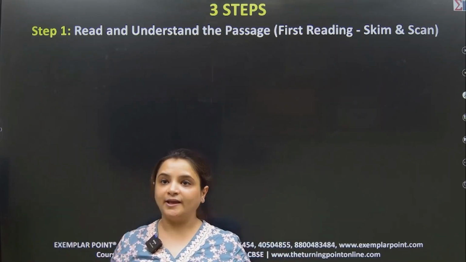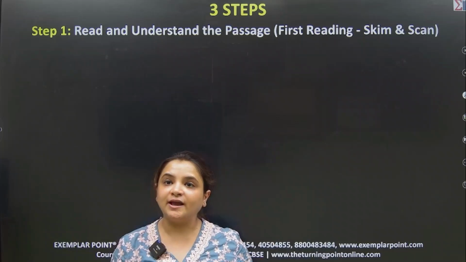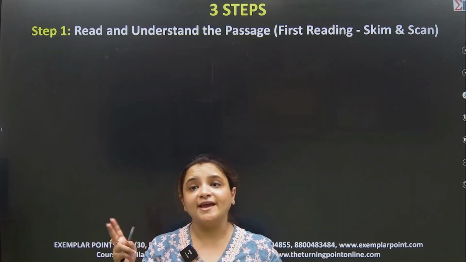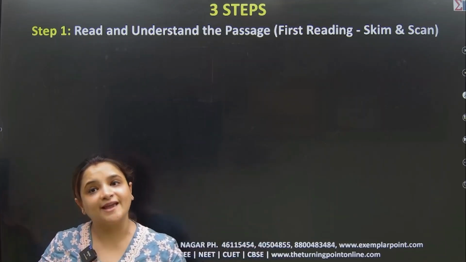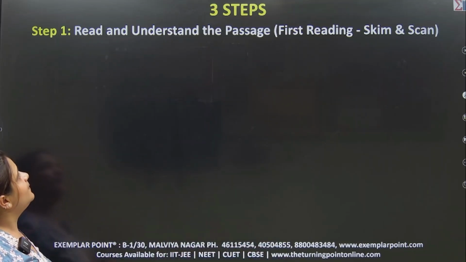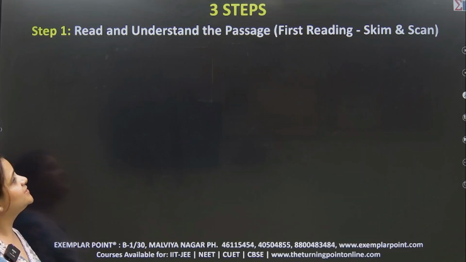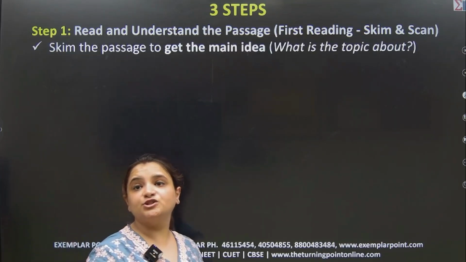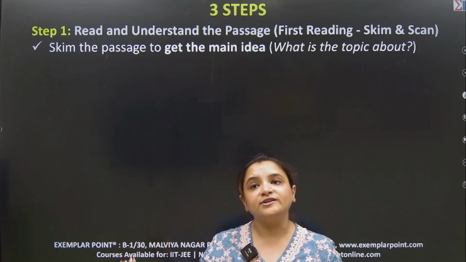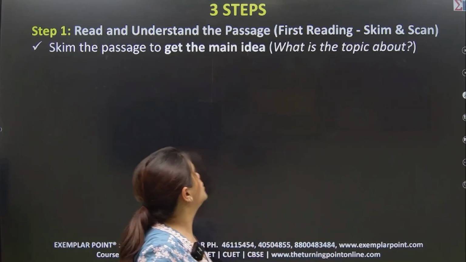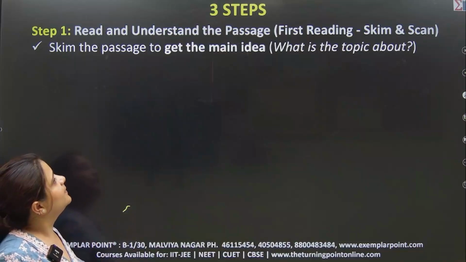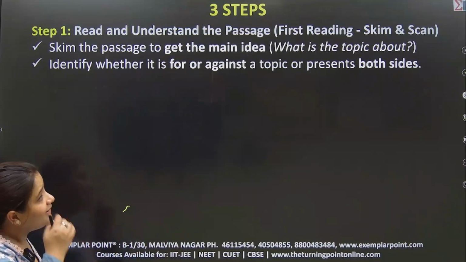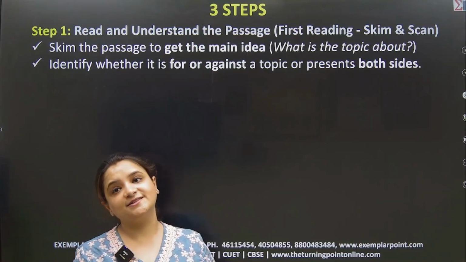When did a particular thing happen? How did that particular thing happen? What actually happened is what we are going to do in our second reading, which would give scanning. Now, talking about the very first step, reading and understanding the passage, we should, as I already told you, skim the passage, which will give us an idea about what the passage is talking about. So, skim the passage to get the main idea. Second, we need to identify whether it is for or against the topic.